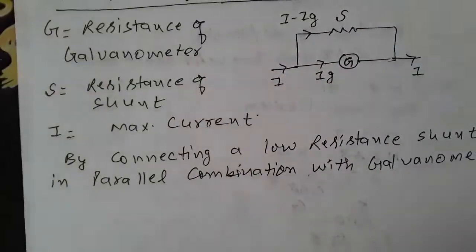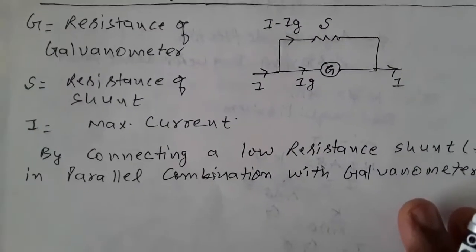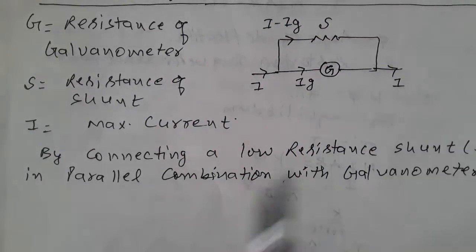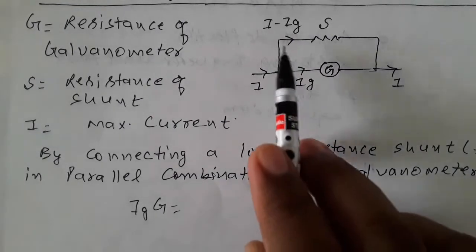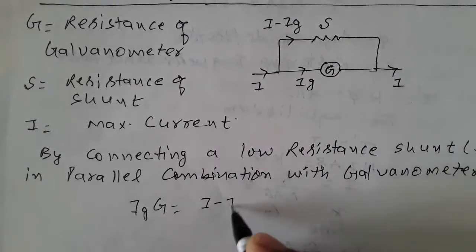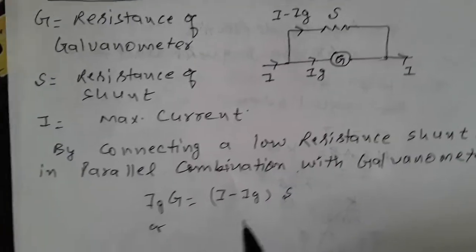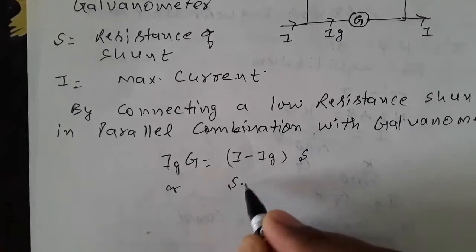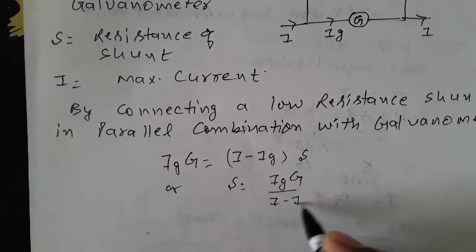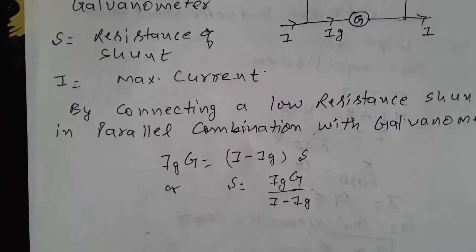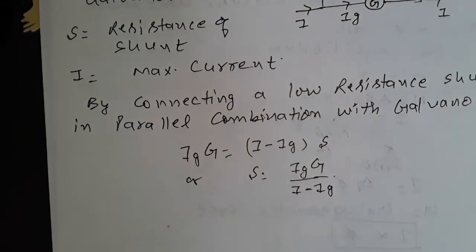If the potential remains the same, then according to Ohm's law, we can write Ig into G is equal to (I minus Ig) into S, or we can write S is equal to Ig into G upon (I minus Ig). With the help of this relation, we can find the value of the shunt S.